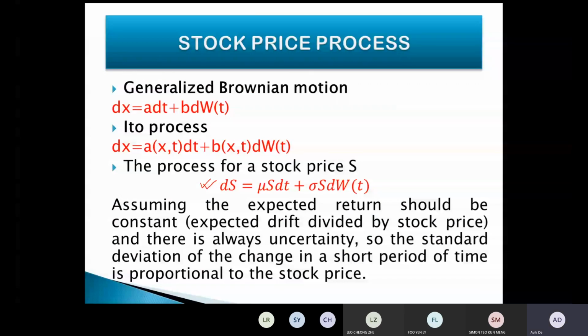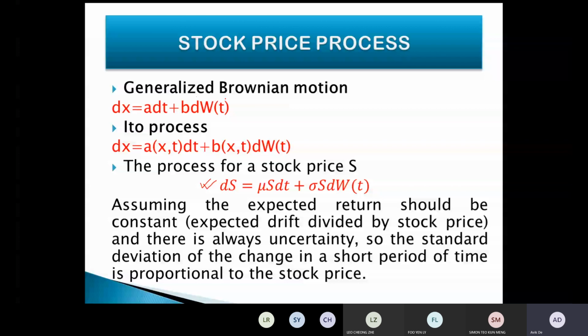So what is a generalized Brownian motion? It is something like this. If dX_t, or in short we write dX, satisfies a dt plus b dW_t, in this format, where W_t is the Brownian motion, and b is a constant, a is a constant. So if it is a dt plus b dW_t, we call it a generalized Brownian motion.